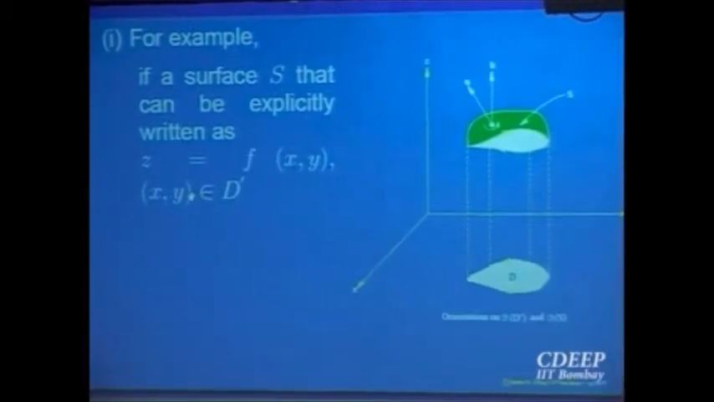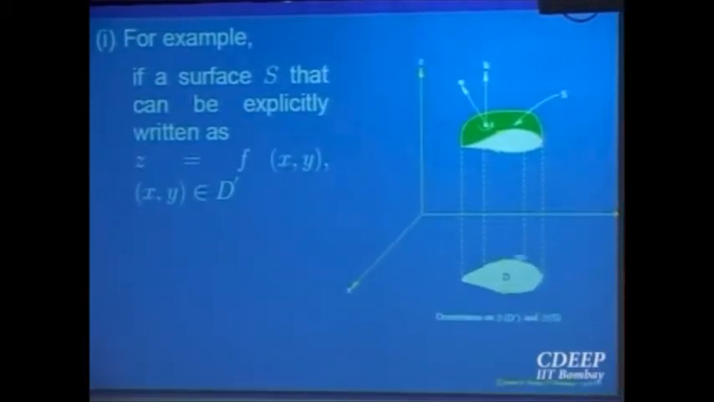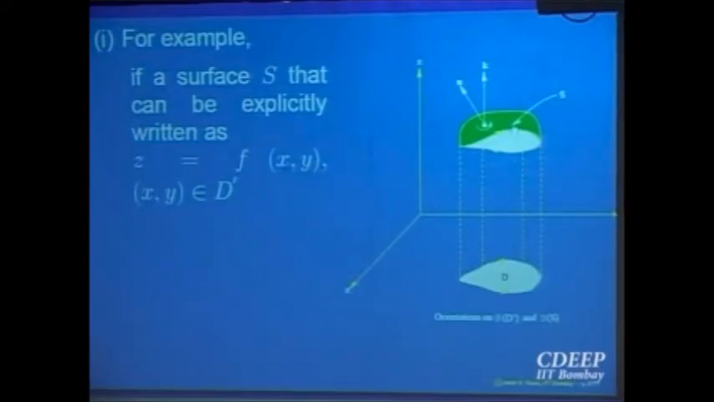So how do we construct the surface? There is a domain in the xy plane. For every point here, there is a height z equal to f(x,y). That gives you the point (x, y, f(x,y)). So that gives you the surface, right?